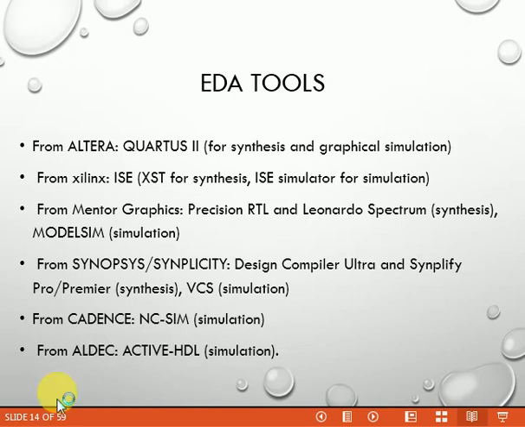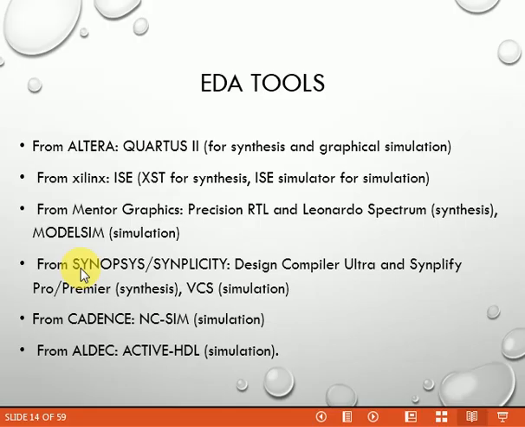Besides this there are also many EDA tools, but I have summarized some of them. One is from Altera, which is Quartus 2, which is used for synthesis and graphical simulation. Then from Xilinx, that is the ISE, XST for synthesis, and ISE simulator for simulation. So in our laboratory, we are going to use the Xilinx ISE tool for VHDL programming. Now one more tool is given by Mentor Graphics, which is Precision RTL and Leonardo Spectrum for synthesis, and ModelSim is there for simulation.